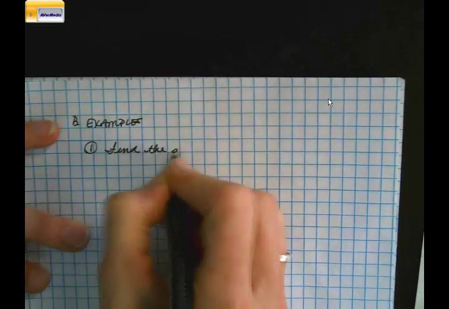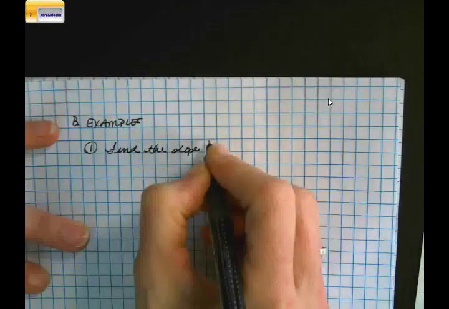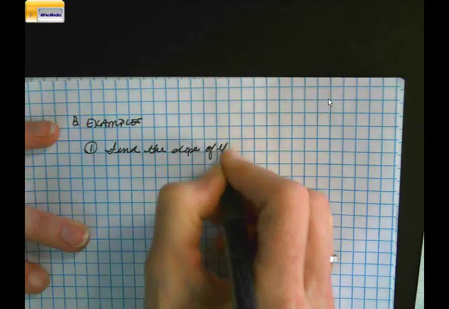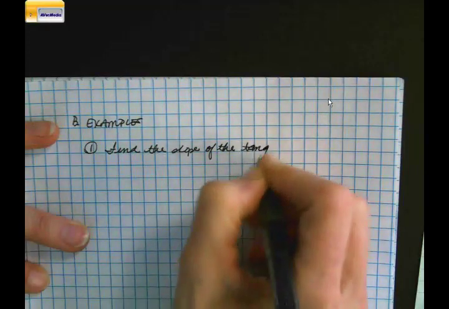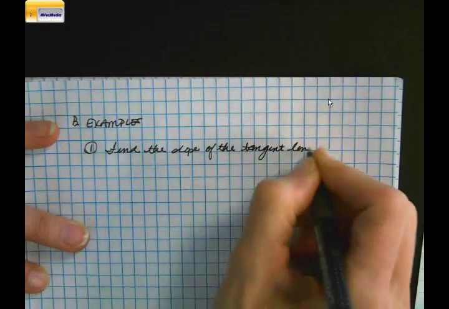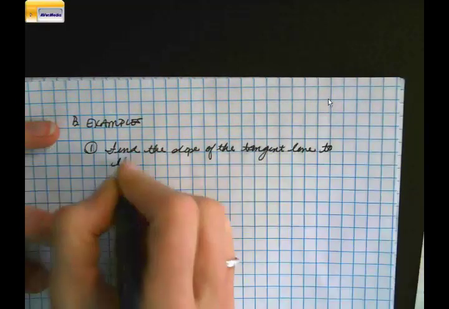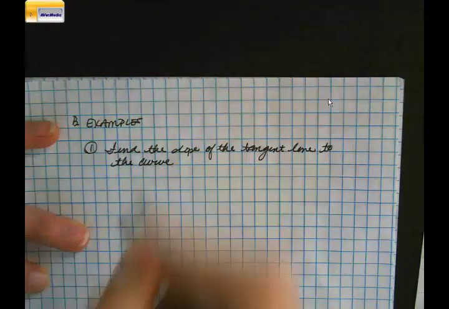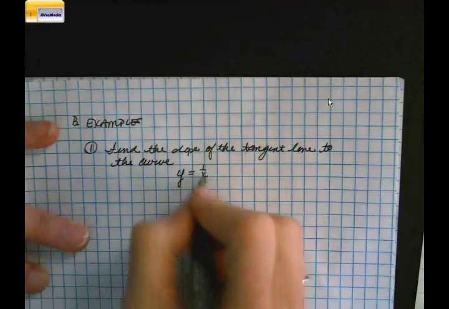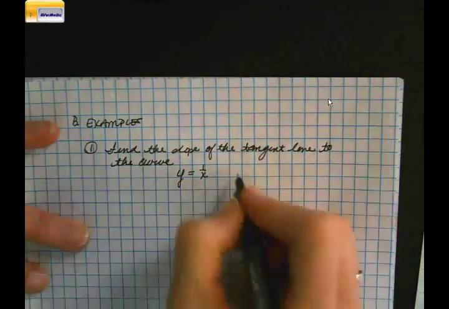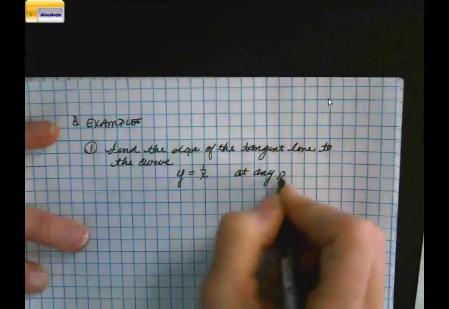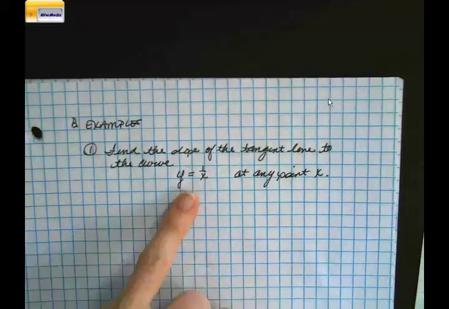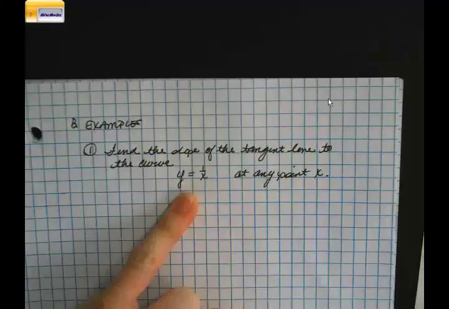Find the slope of the tangent line to the curve, meaning the graph of the function, and the curve is y equals 1 over x at any point x.